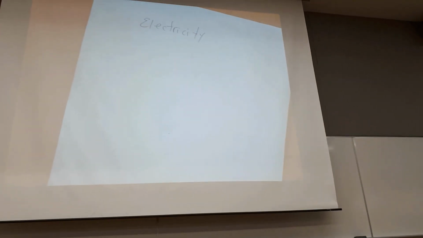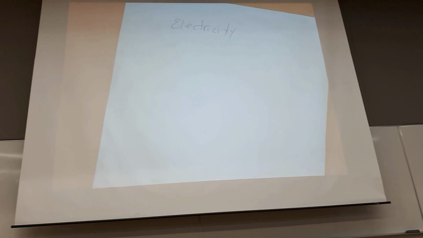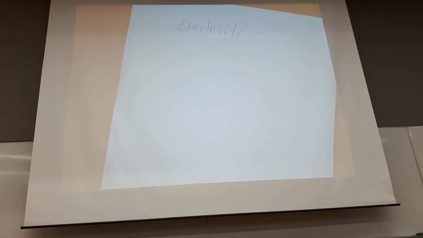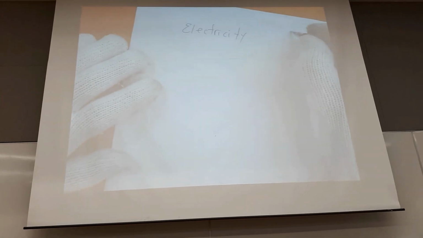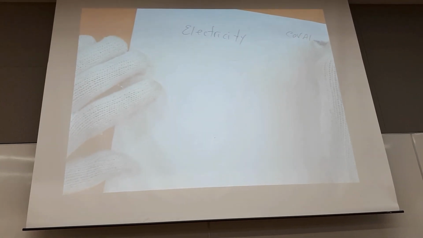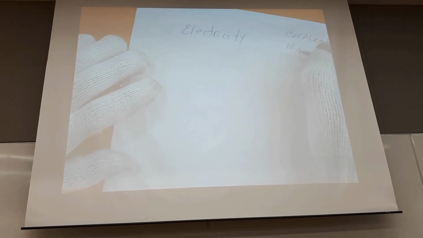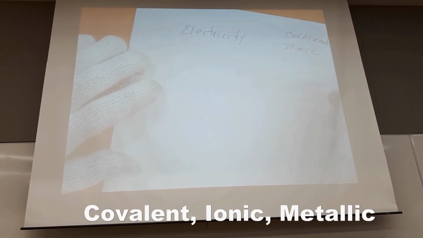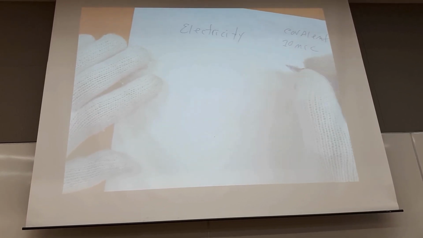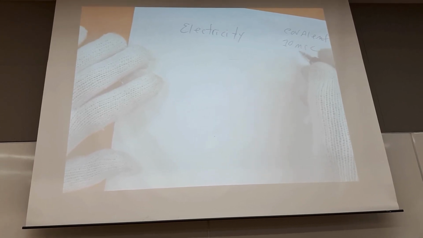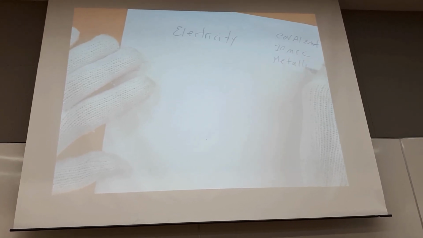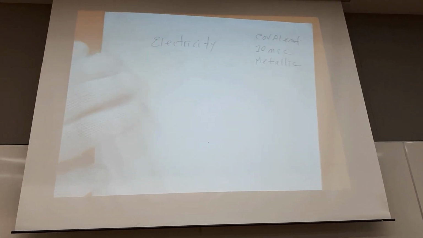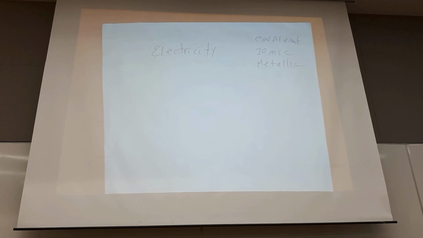Now, before we begin, I want to talk a little bit about bonds, chemical bonds. There are three main chemical bonds. They are covalent, ionic, and what's the last one? Anybody? Covalent, ionic, one more. These are the three main bonds between atoms.